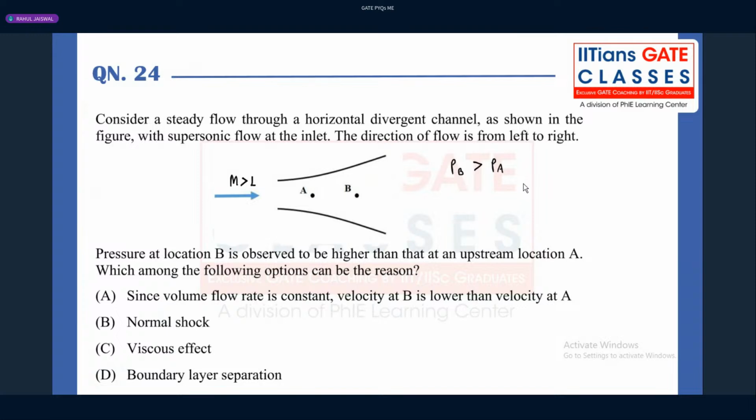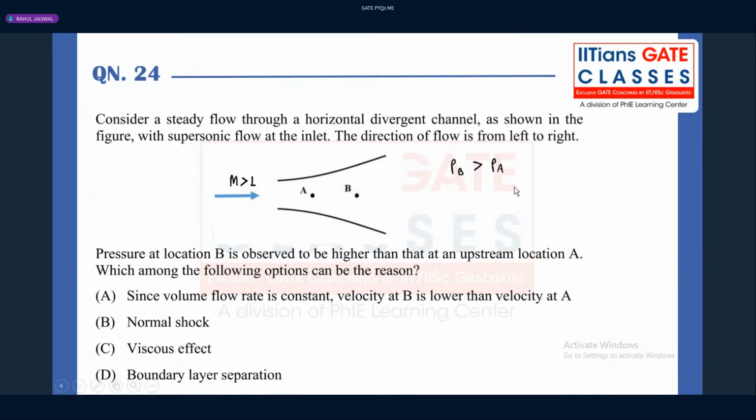Now, by looking at the options, what they have mentioned: since the volume flow rate is constant, the velocity at B is lower than the velocity at A, right? What is the second option? Normal shock. What is the third option? Viscous effect. And what is the fourth option, guys? Boundary layer separations.